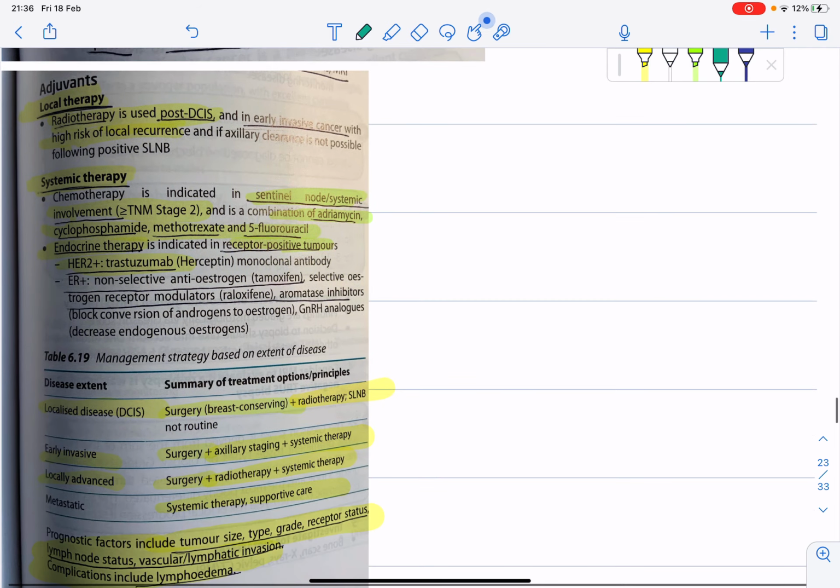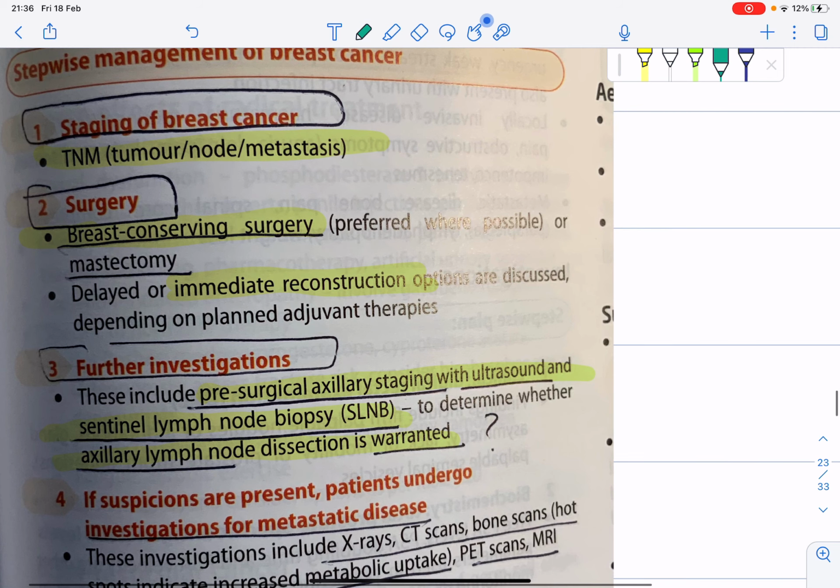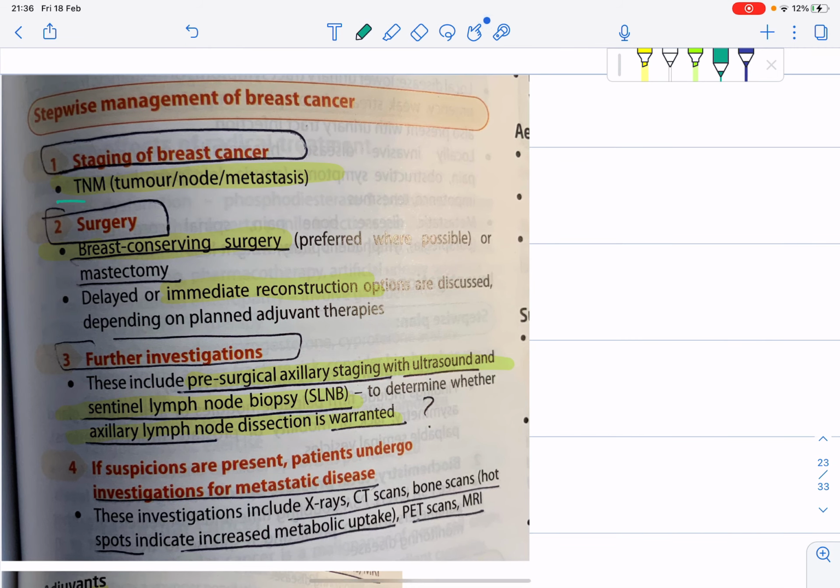So what is the stepwise management of breast cancer? You want to stage the breast cancer. The staging is depending on tumor, node, and metastasis. Then you want to do a surgery. You can do a breast conserving surgery, which is preferred, or a total mastectomy. And immediate reconstruction options are also discussed.